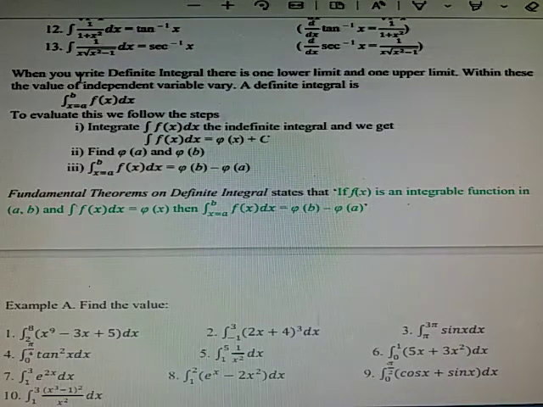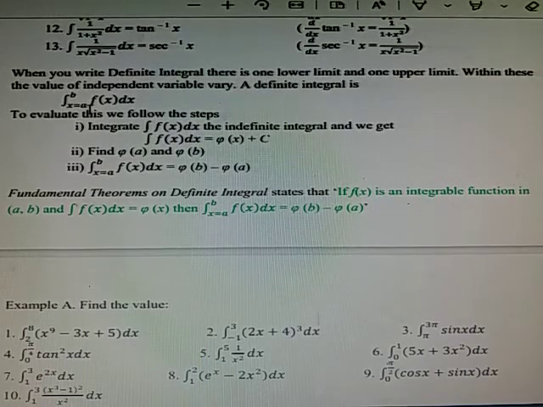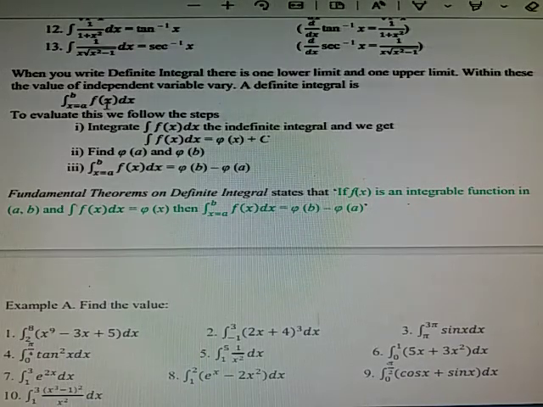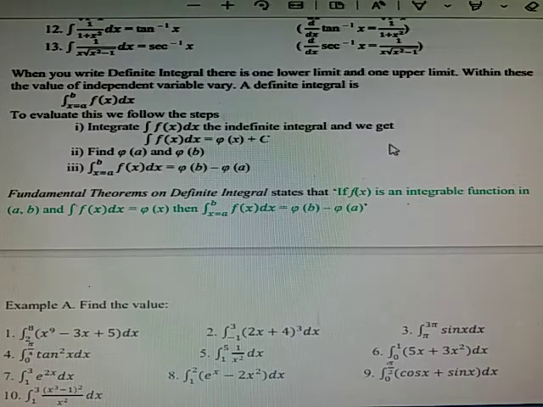So this is your indefinite integral, all about the formula. Now you see, when you write a definite integral, there is one lower limit and one upper limit, within which the value of the independent variable varies. So a definite integral we write like this. Here x is the independent variable, meaning x varies from a to b. To evaluate this, our procedure is like this. First you evaluate the indefinite integral, and you will have phi x plus c.